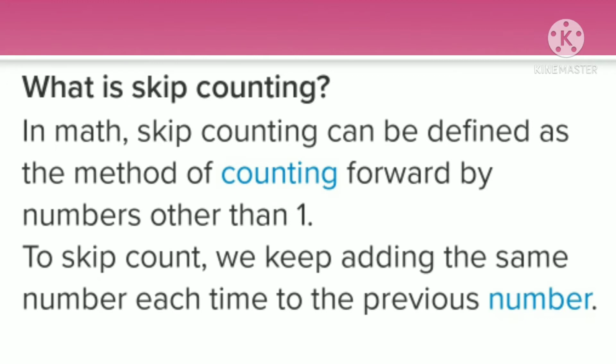What is skip counting? In math, skip counting can be defined as the method of counting forward by numbers other than 1. To skip count, we keep adding the same number each time to the previous number. So, my dear students, when we start skip counting, we will add the same number each time to the previous number.